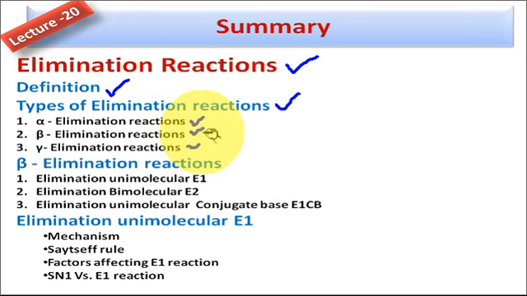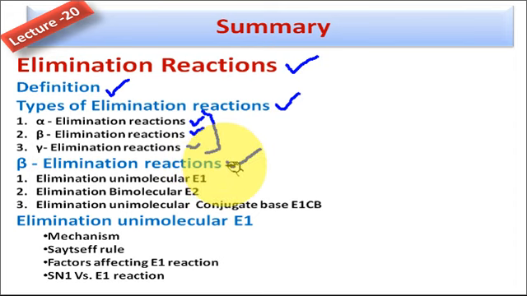While beta eliminations are the reactions in which two atoms are eliminated from adjacent carbon atoms, that's why it is called the beta elimination reaction. These kinds of reaction result in the formation of alkenes. And gamma eliminations are those in which two atoms are eliminated from the first and third carbon atoms. So these gamma elimination reactions result in tricyclic compound formation. Among all these three reactions, we learned about the beta elimination reaction in detail.